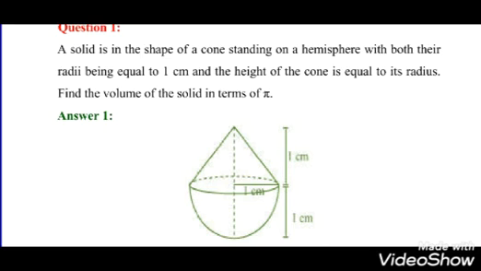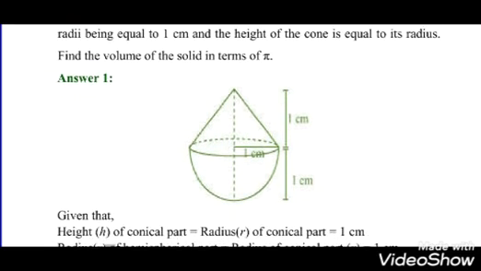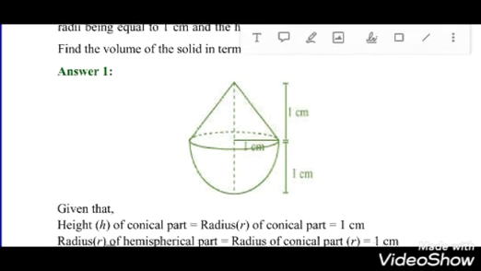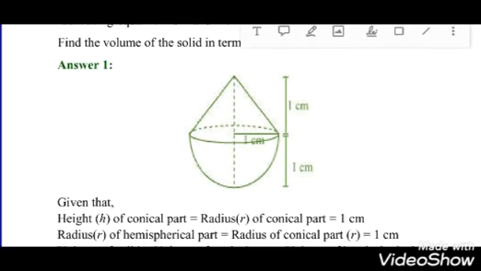Okay, so now the given values: the height of the conical part is equal to the radius of the conical part, which is equal to 1 centimeter, as given in the diagram. Another given value: the radius of the hemispherical part and the radius of the conical part are both 1 centimeter. And we need to find the volume. We need not substitute the value for pi.